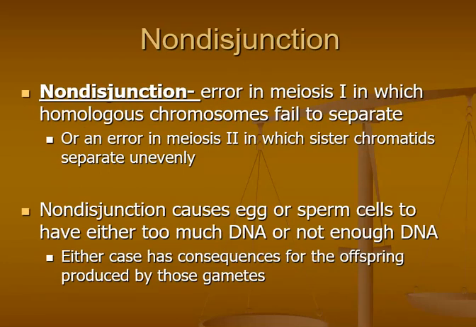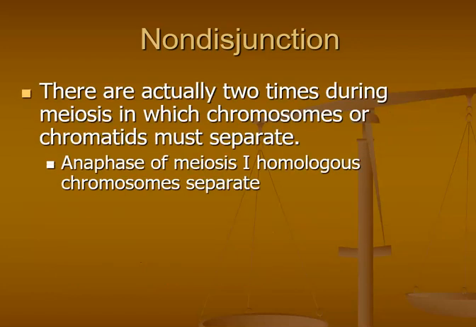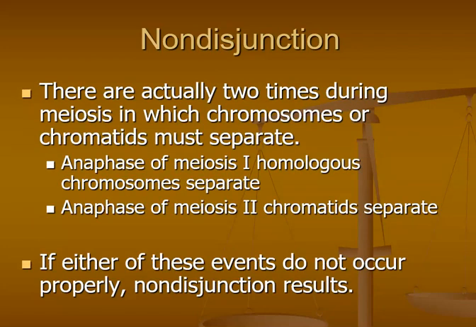Okay, so this is everything that I had just said. Non-disjunction causes the egg or the sperm to have an abnormal amount of DNA. That does not affect the parents because their somatic cells are just fine. That affects the offspring that are going to be made from those cells. And we're going to take a look at that in just a minute. We've said this already, so if you need to pause this, that's fine, but I'm going to keep going.